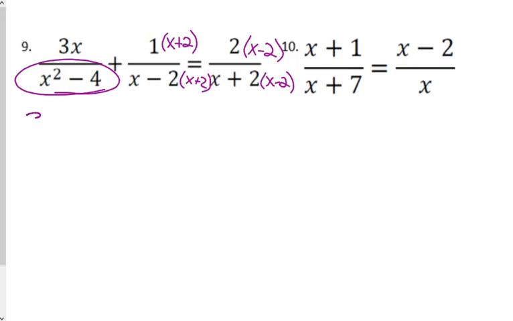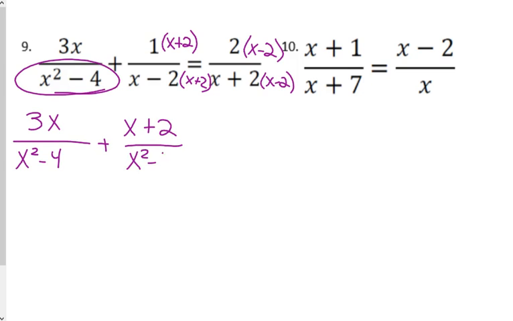So the first term will stay the same, 3x over x squared minus 4 plus x plus 2 over x squared minus 4 equals 2x minus 4, all of that over x squared minus 4. Now remember, when the denominators match, they do not matter anymore. We don't need them. What we had last time we did problems like this was some people decided that if the numerators matched, they didn't matter anymore. And that's not how it works. We can't just solve the denominators. We can only just solve the numerators.